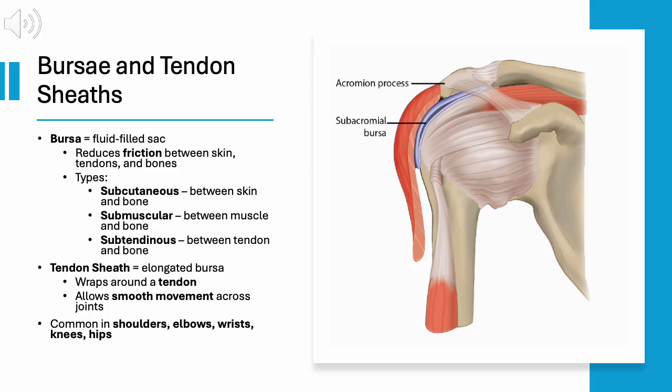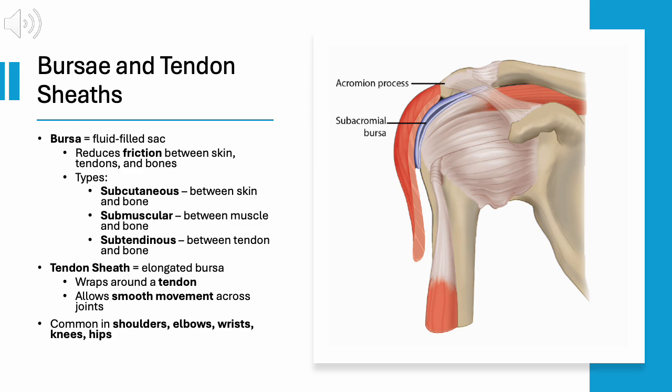supraspinatus tendon. A tendon sheath is basically an elongated bursa that wraps around a tendon, especially in areas where the tendon crosses a joint or moves a lot, like in the wrists and ankles. It's like a lubricated sleeve that ensures smooth tendon movement without friction or irritation.